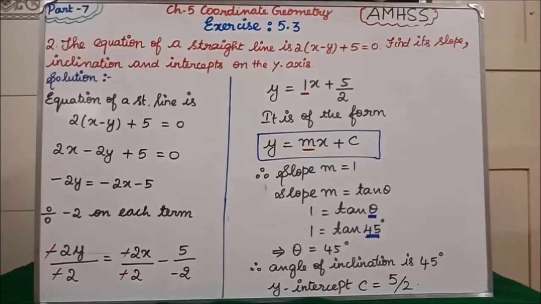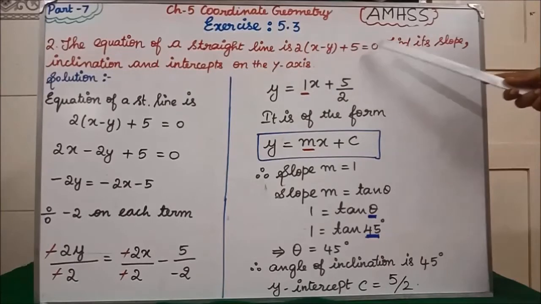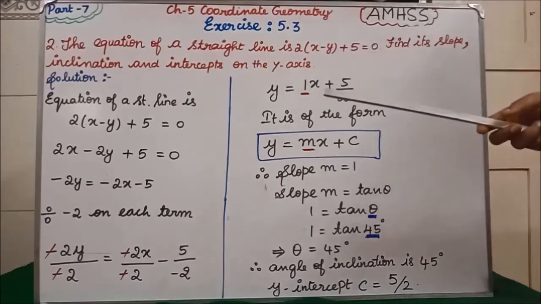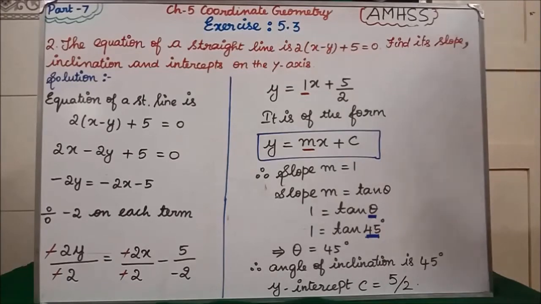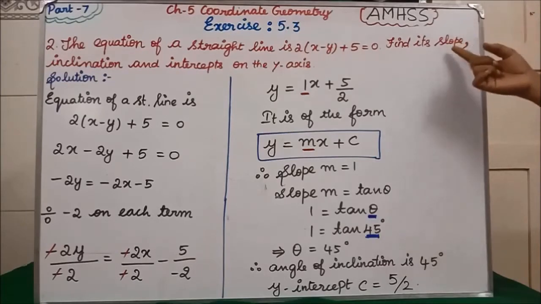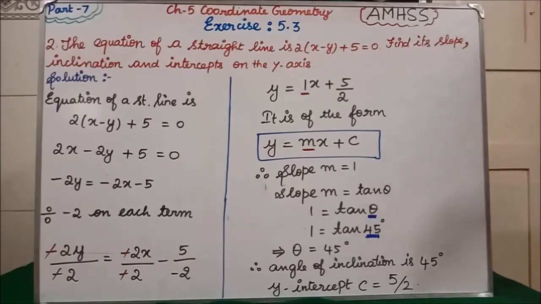5.3, the second question we are going to see. The equation of a straight line is 2 into (x minus y) plus 5 equal to 0. Find its slope, inclination and intercept on the y-axis. Clear? In this question, they are asking for three things. First one is slope. Slope means we have to find the value of m. Then inclination means the theta angle; we have to find the theta value. And at last, intercept on the y-axis means the constant value we have to find. Here three things we have to find.